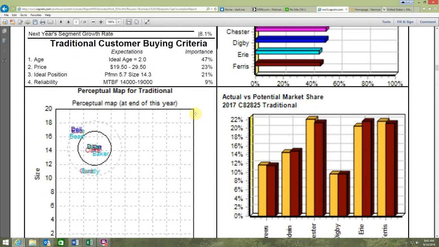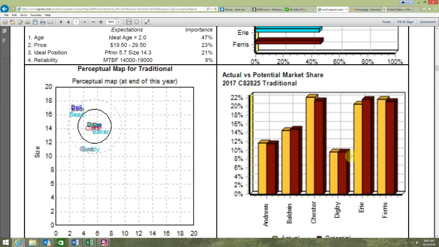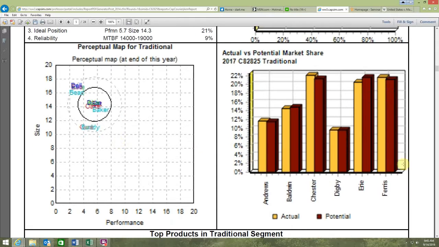And that's tactics. Okay, the perceptual map's kind of hard to see here. We'll see a better perceptual map as we go a little bit lower. So I don't spend a lot of time looking at it by the segments. But here, this can be kind of important.